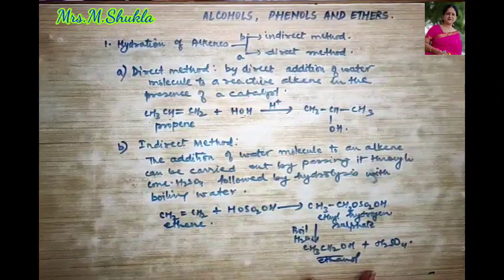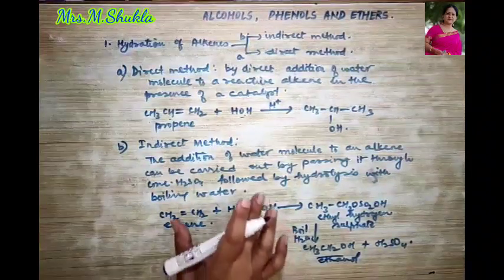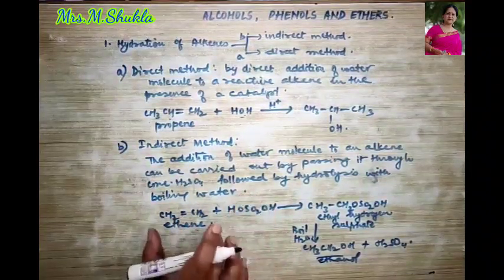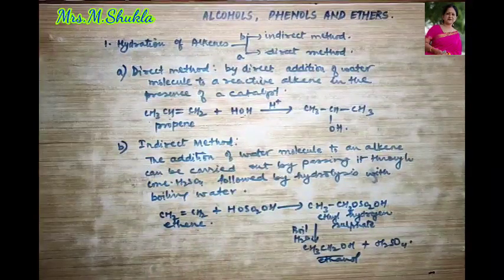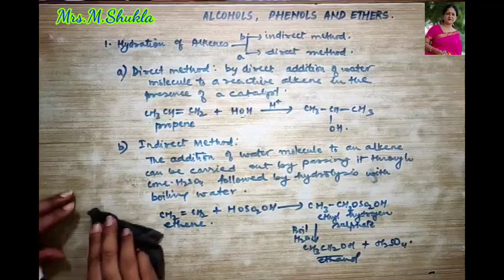Clear? Now, in unsymmetrical alkenes, this was a symmetrical alkene. Now let me take an example of an unsymmetrical alkene over here.